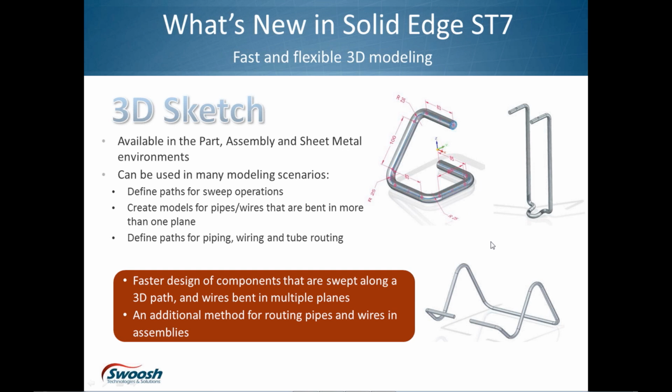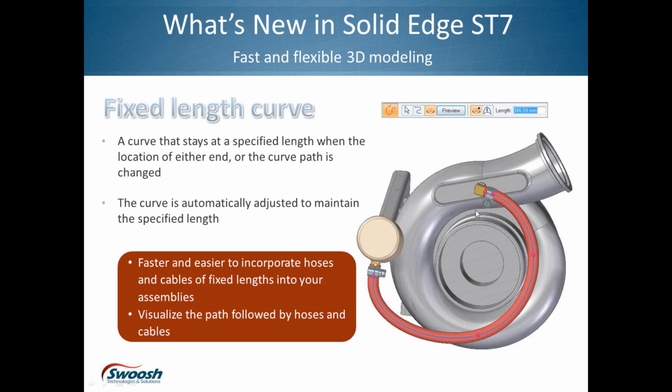Another enhancement that they made is something that we're going to call fixed curve length. What this allows you to do is, before, for the people who've been using ExpressRoute and stuff like that, the curve that you draw in between 2 points was always a variable length. You can never lock it down. Well, new in ST7, they give us the capability of going in there and being able to set the length and then lock it down.